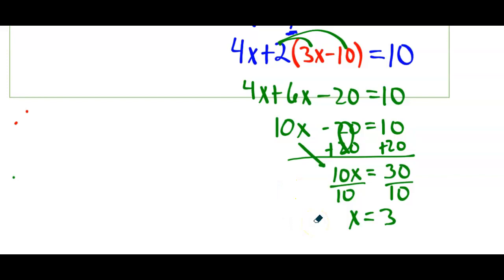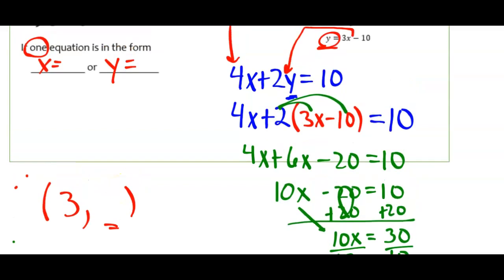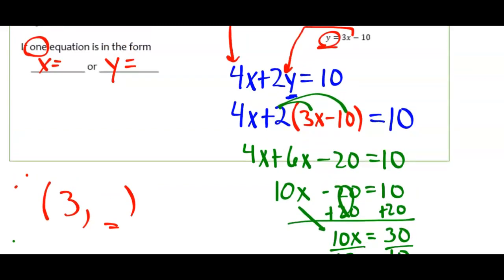Now, I'm not done yet because I need an ordered pair for an answer. So I have my 3 for my answer, but now I have to figure out what my y is. So, do I have anything that will help me? I sure do. I have this y equals 3x minus 10. So I'm going to take that y equals 3x minus 10.